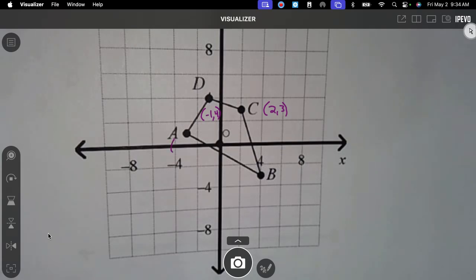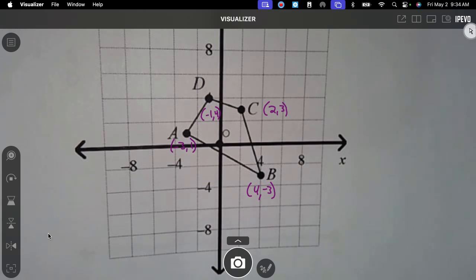Over -3 and up 1. Over 4 and down 3. Is everybody okay with those ordered pairs? How did I get that? Remember, we're counting by 2s. Or just think to yourself, count the spaces. We're going to count the spaces. So you multiply 1, 2, D.